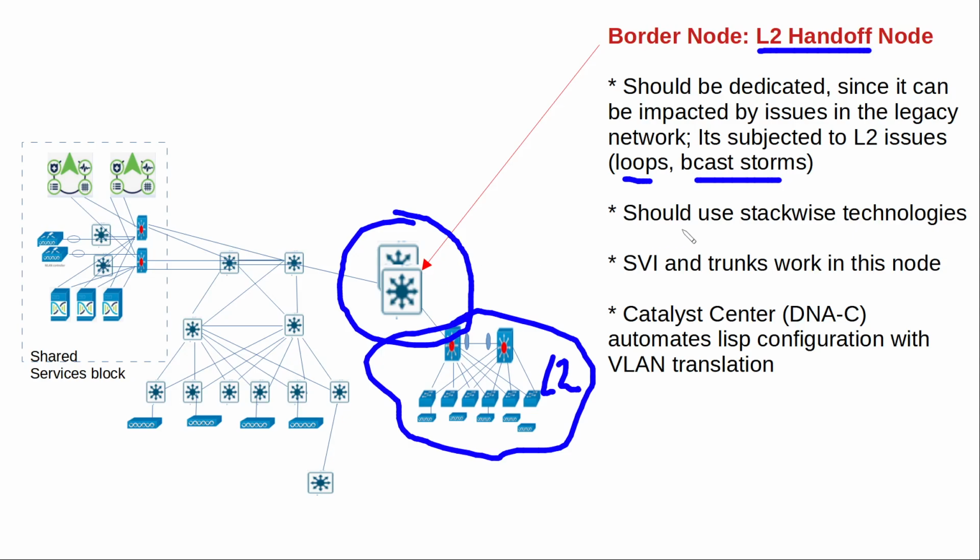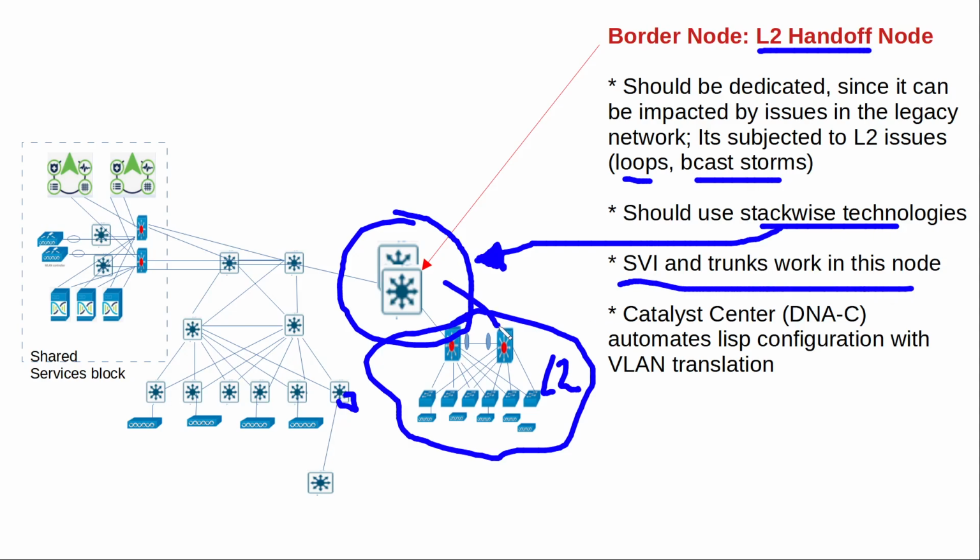And you're recommended to use StackWise technologies. Remember that StackWise technologies are recommended in certain parts of the fabric, for instance, at the edge nodes, and it is also recommended to use them at the layer 2 handoff node. Remember that you are going to use traditional technologies here, for instance, SVIs, trunks to the traditional network. Catalyst Center can help you automating some configuration in order to make VLAN to LISP instance IDs mapping. That's it.